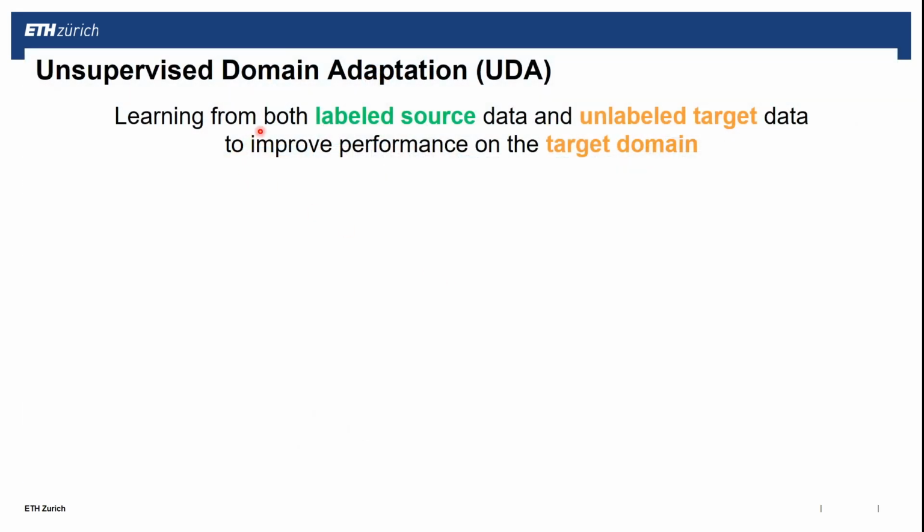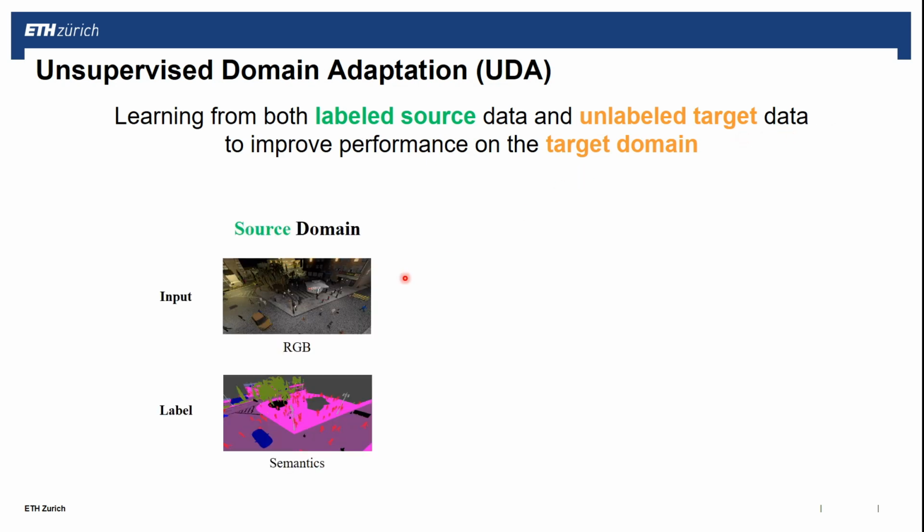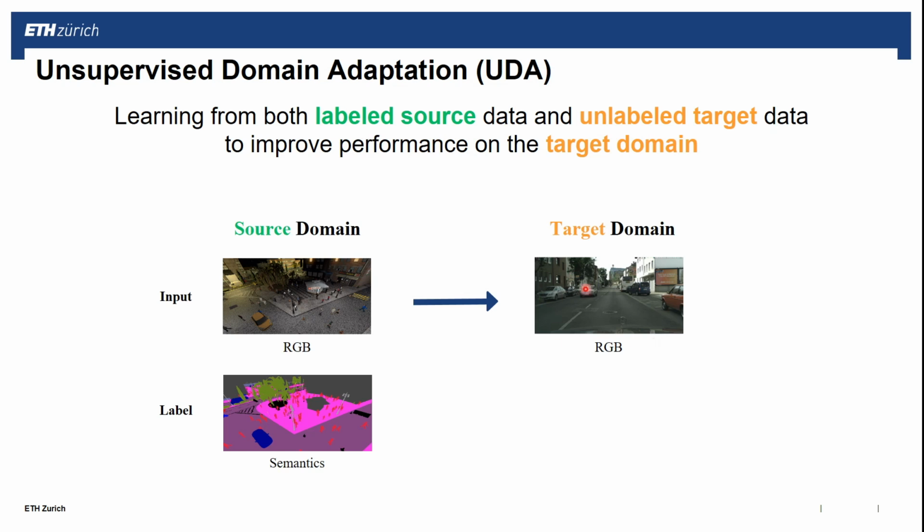Domain adaptation aims to adapt knowledge from a labeled source domain to a similar but different target domain. For semantic segmentation, the domain difference could be between synthetic images and real images, between different weather conditions, etc. In the unsupervised domain adaptation setup, we have access to some RGB training images and their corresponding semantic labels for the source domain. And we additionally have some unlabeled images for the target domain. Our aim is to improve the segmentation performance on the target domain.